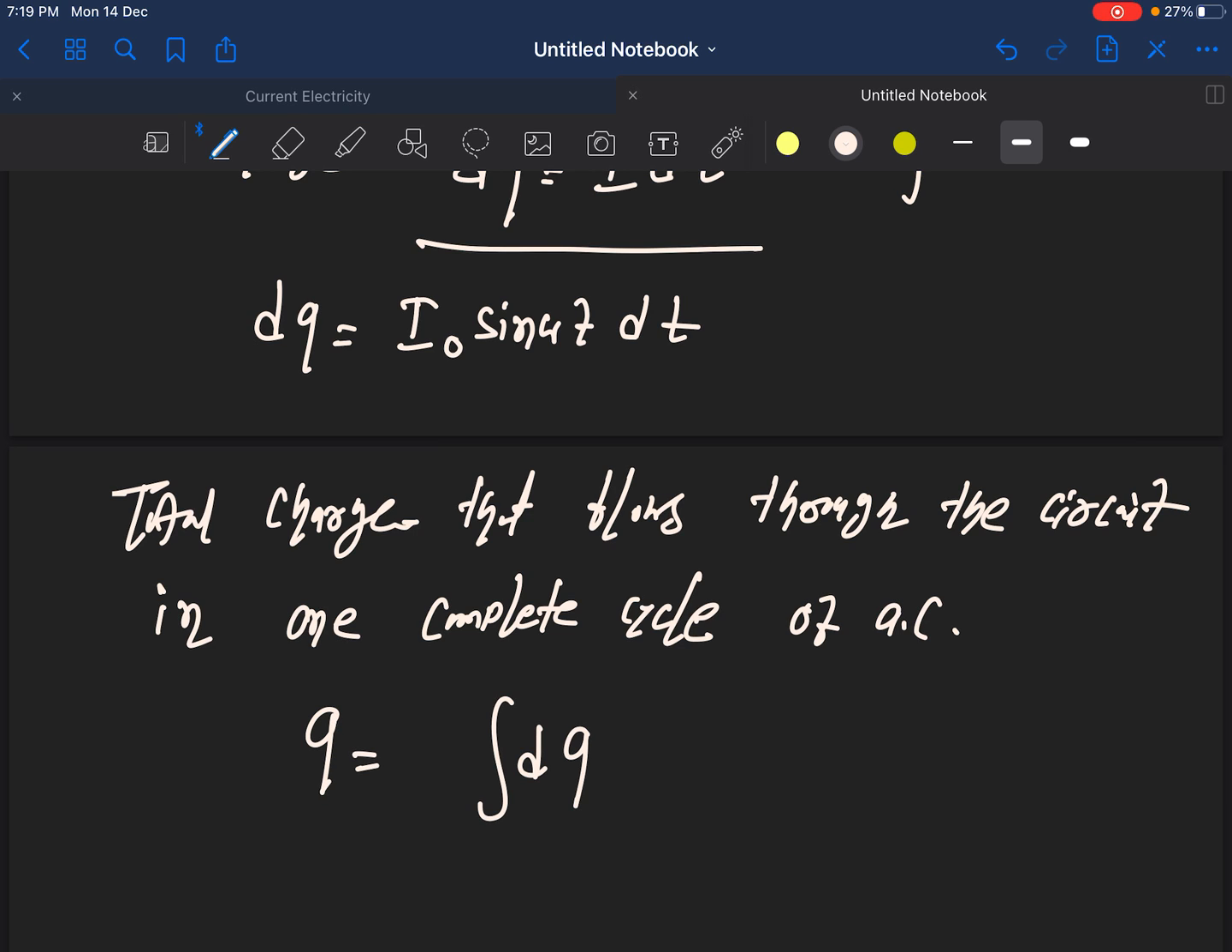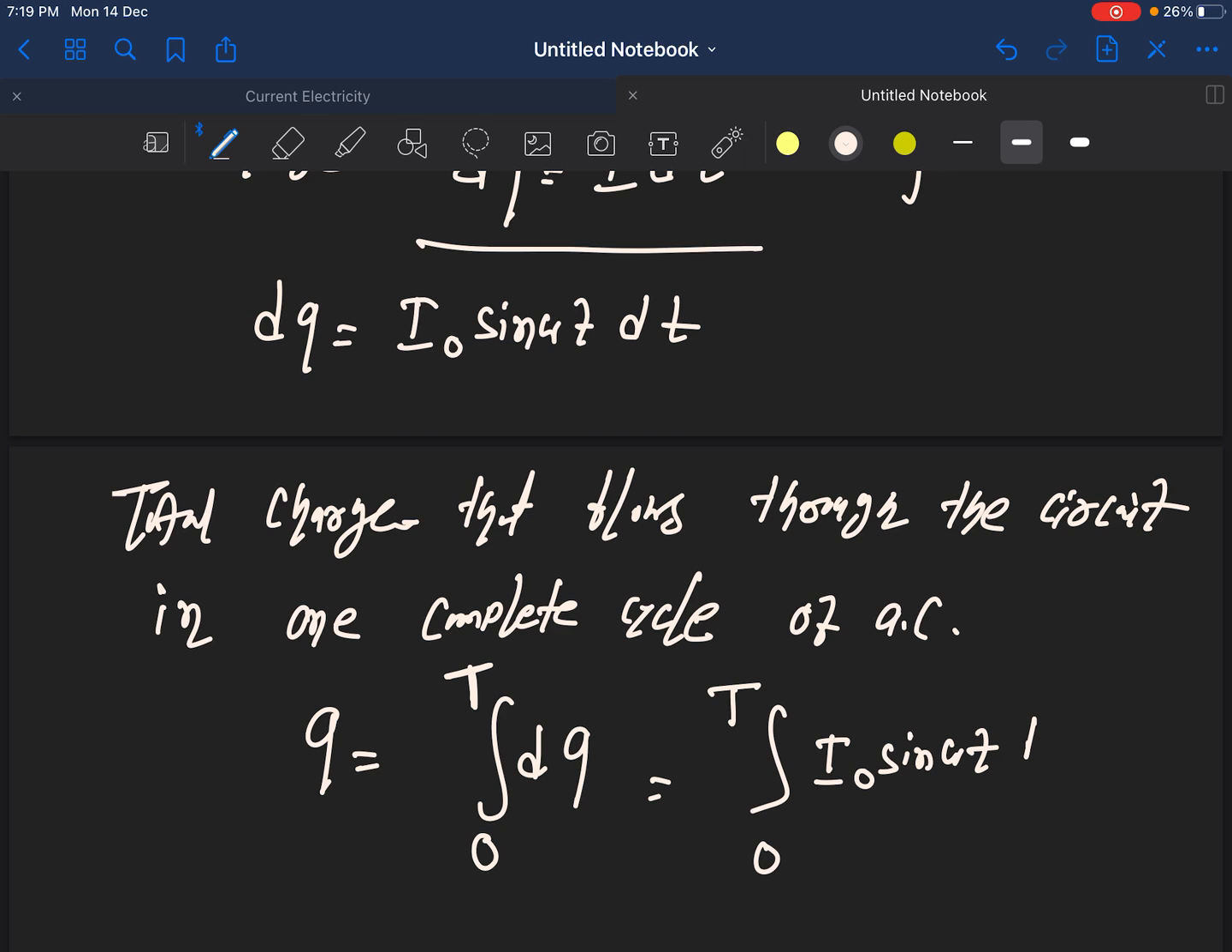Now you have to think mathematically: to complete one cycle, how much time does it need? So that is from 0 to T. It takes T time to complete one cycle, that is the time period. So here I have integrated from 0 to T. This is the lower limit, this is the upper limit. Now put the values. So you have to integrate these terms, and I hope that you have learned integration in mathematics.